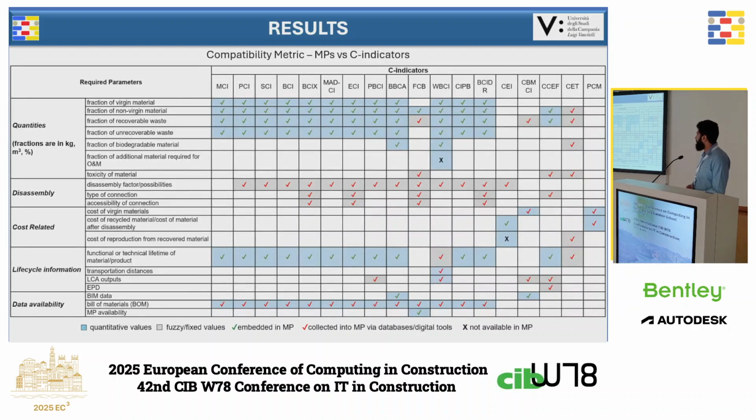So this is the final compatibility matrix that you can see, against the required parameters of indicators and the material passport data. Blue ones are the quantitative values that are embedded within the material passport literature. I found that it is easy to collect them. The green check mark shows that they are already embedded within material passports, but the red mark represents that they can be collected using external databases that I've just discussed in the previous slide.